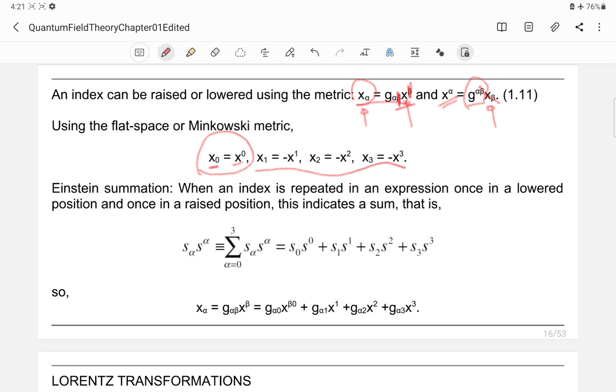By the way, if you see this kind of expression, that's what you call Einstein summation. So when an index is repeated in an expression once in a lowered position and once in a raised position, this indicates a sum. That is, this one here is just equal to this, or by shorthand, this is just that one.